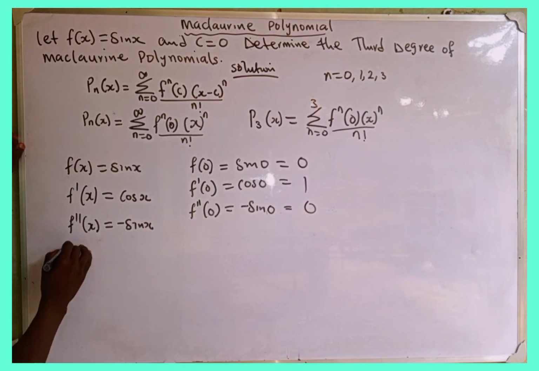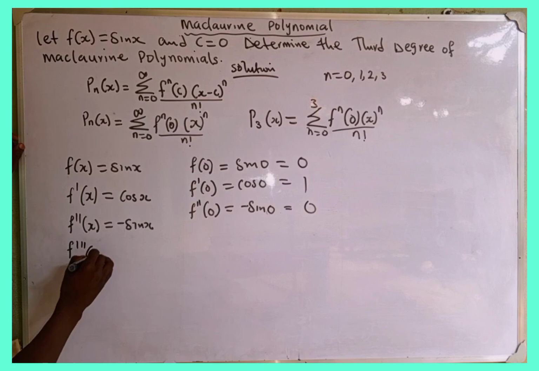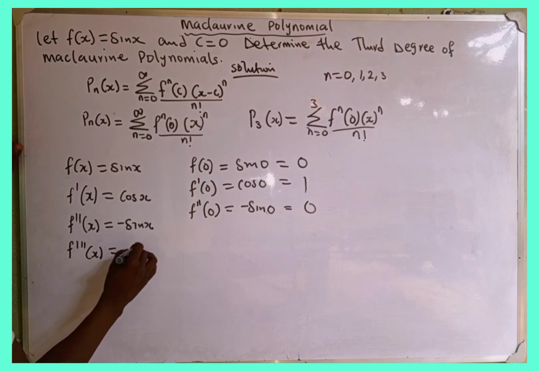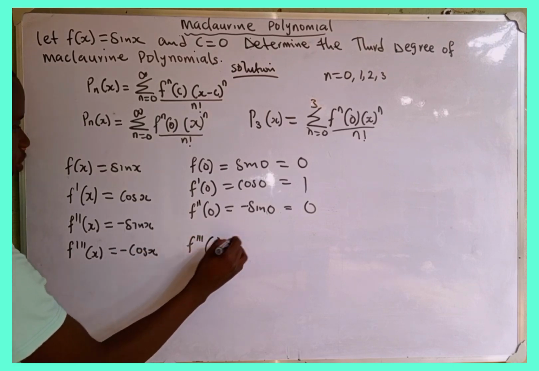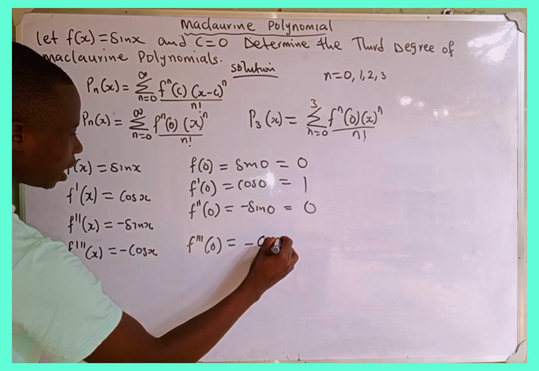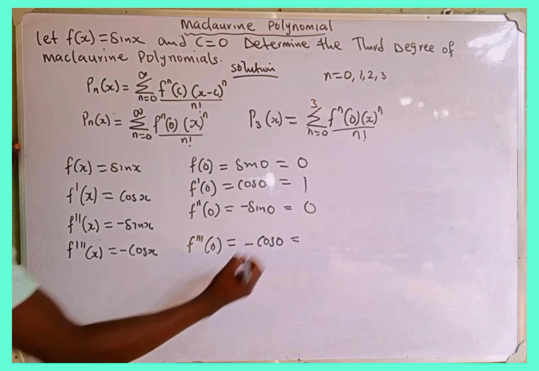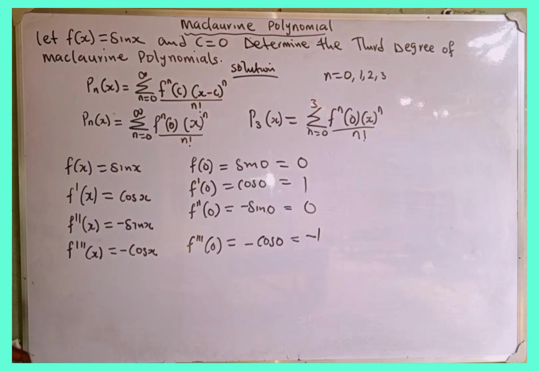The next one is the third derivative, f triple prime of x, which is equal to, if you differentiate minus sine x, minus cos x. And f triple prime of 0 is going to be minus cos 0, which is the same as minus 1. So these are the first to third derivatives of this function.